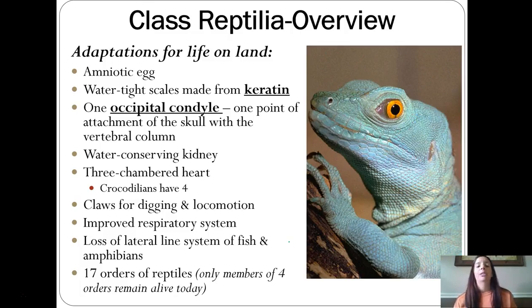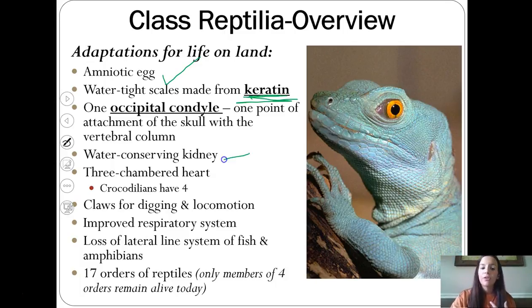Let's get into class Reptilia now. So just a little bit of an overview. There's many adaptations that reptiles have for life on land without having a connection to water. So first we have the amniotic egg that we discussed, but they also have those watertight scales made from keratin. One occipital condyle, which is that point of attachment that allows for much more mobility of the skull.